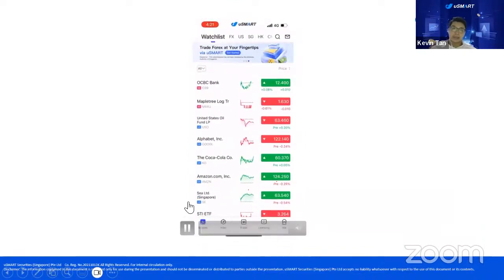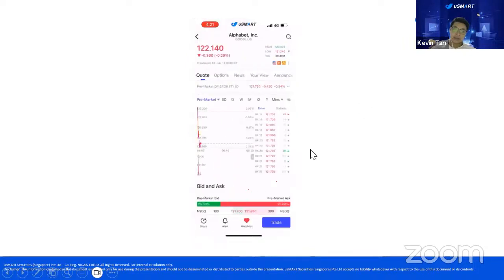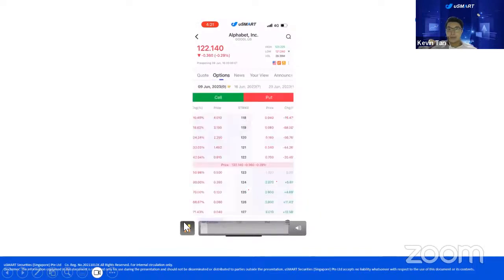Okay, so basically you can click on our app. This will show you the list of stocks. You can click on any of the stocks that you are interested in. So for example, we are interested in Alphabet, right? So that will lead you to this landing page here. On the top banner, you can see the Alphabet ticker, the share price, and there is the option tab beside your quote. Okay, so you can click on the option.